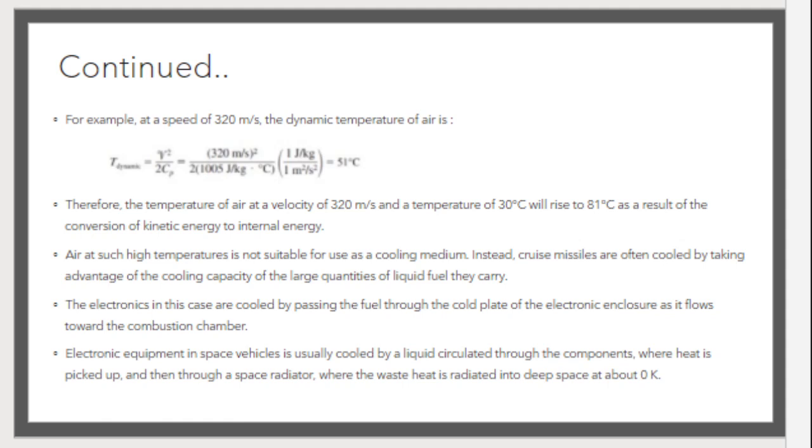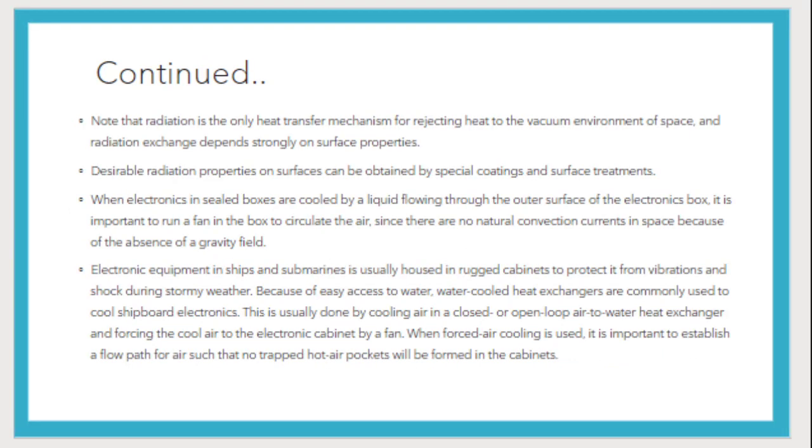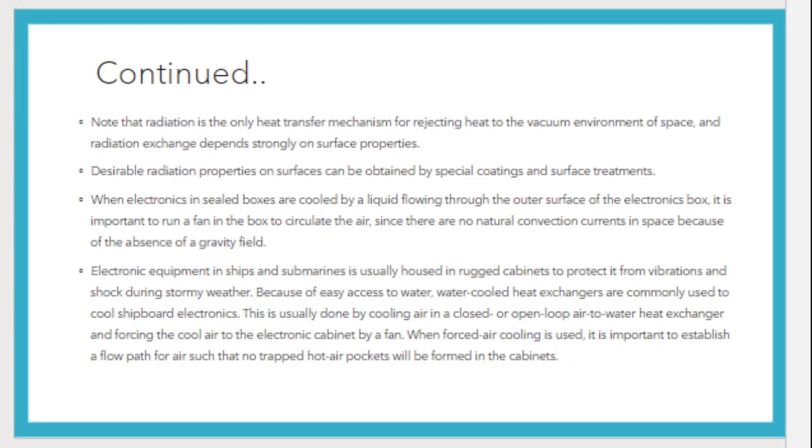Electronic equipment in space vehicles is usually cooled by a liquid circulated through the components, where heat is picked up, and then through a space radiator, where the waste heat is radiated into deep space at about 0 Kelvin. We should note that radiation is the only heat transfer mechanism for rejecting heat to the vacuum environment of space, and radiation exchange depends strongly on surface properties. Desirable radiation properties on surfaces can be obtained by special coatings and surface treatments.